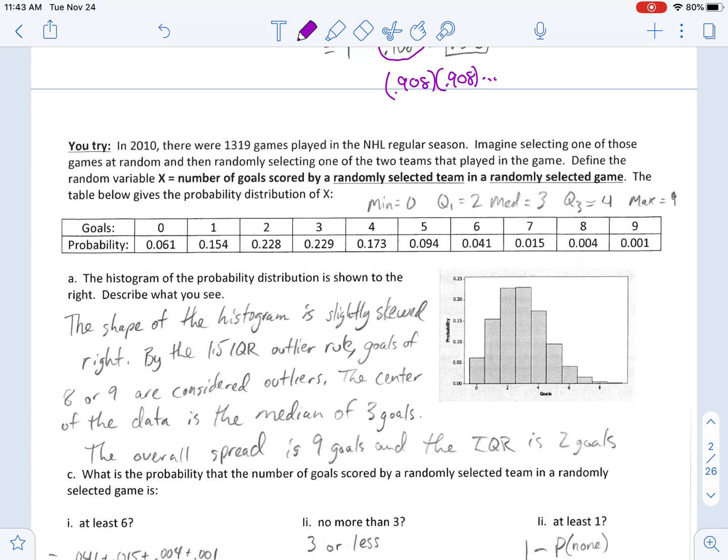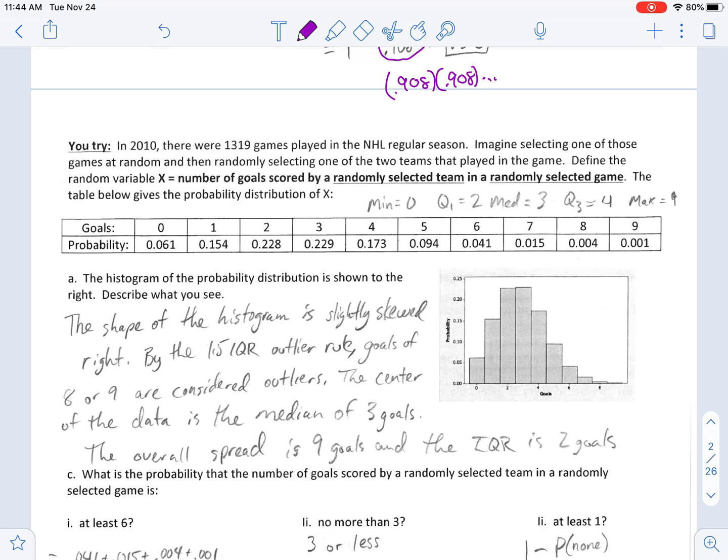So in 2010, there were 1319 games played in the NHL, hockey, regular season. Imagine selecting one of those games at random and then randomly selecting one of the 2 teams that played in that game. So we select a game and then separately select a team in that game. So there's 2 teams in a game, so it's kind of like a double random selection here. Define the random variable X as the number of goals scored by a randomly selected team in a randomly selected game. So basically you're saying like game on December 10th, involving the Blackhawks, and specifically not the Blackhawks, but their opponent, right? Somehow you randomly got to that place, okay?